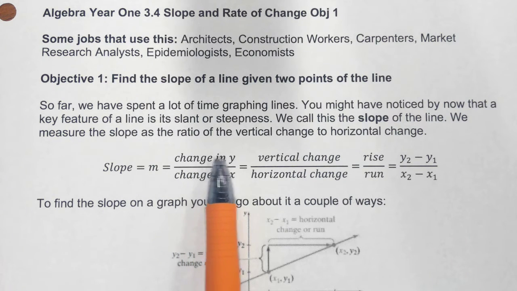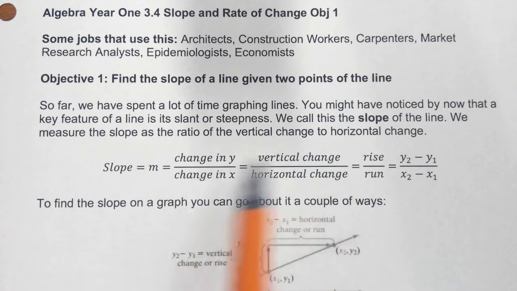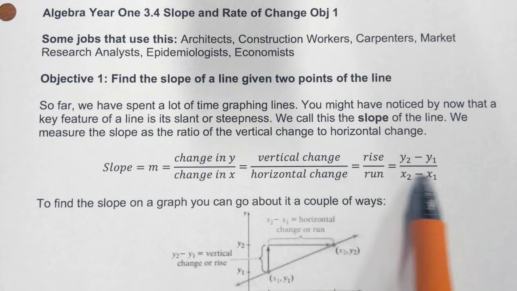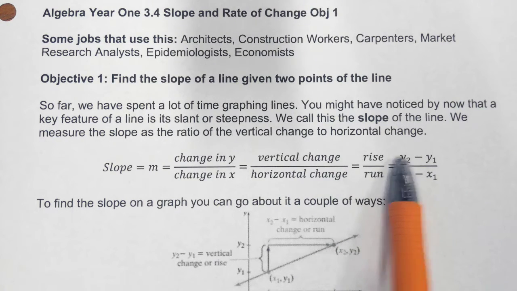So it is the change in y, which is, by the way, the vertical change, over the change in x, which is the horizontal change. A lot of people say it's the rise over the run. And this is the formula if you have two coordinates. You do a y coordinate minus a different y coordinate over the x coordinate minus the other x coordinate.